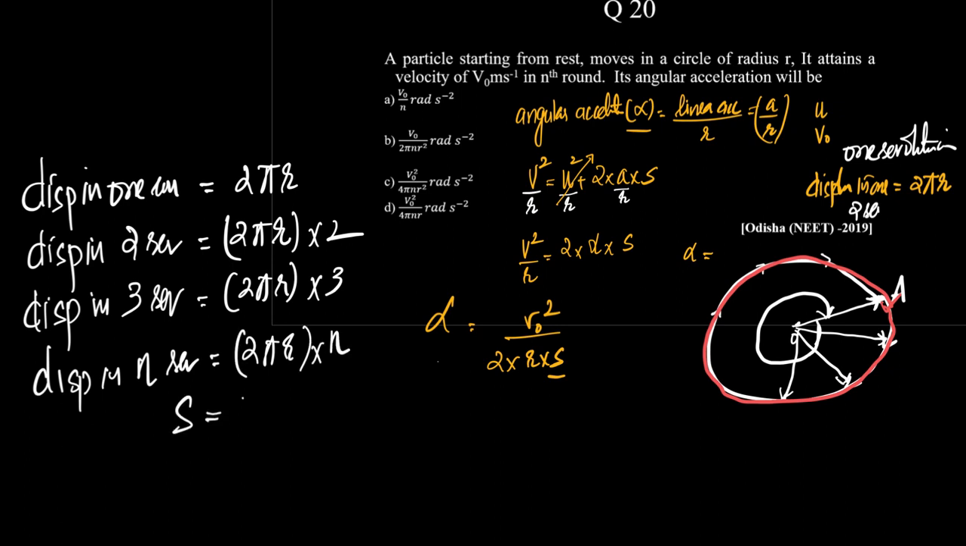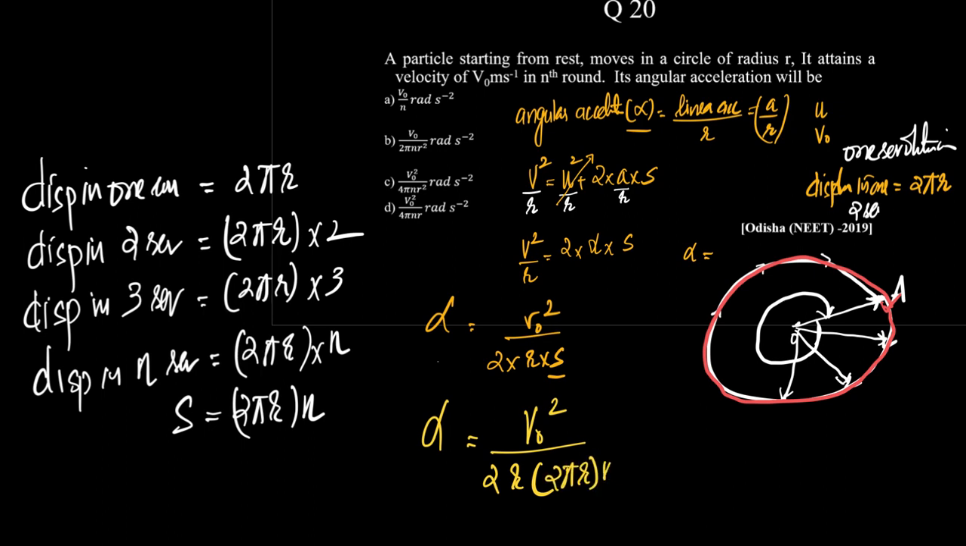Therefore, s here is equal to 2 pi r into n, and hence alpha will be equal to v0 square by 2r into what is s? s is 2 pi r into n, which is therefore equal to v0 square by 2 into 2, which is 4 pi r into r, which is r square, so 4 pi r square n. So the correct option is option C.